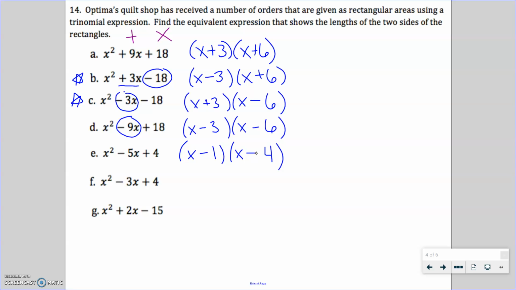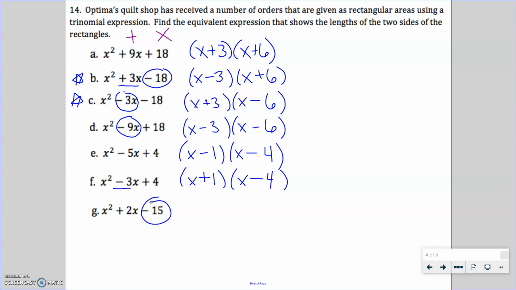All right, letter F. I think I'm still leaning towards using 1 and 4 rather than 2 and 2 because of the 3 in the middle. And since the 3 is negative, when I'm adding, I want the 4 to be negative and the 1 to be the positive. Last one, I need two numbers that multiply to give me -15.